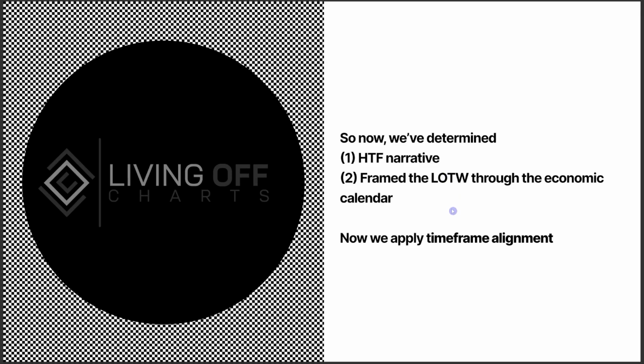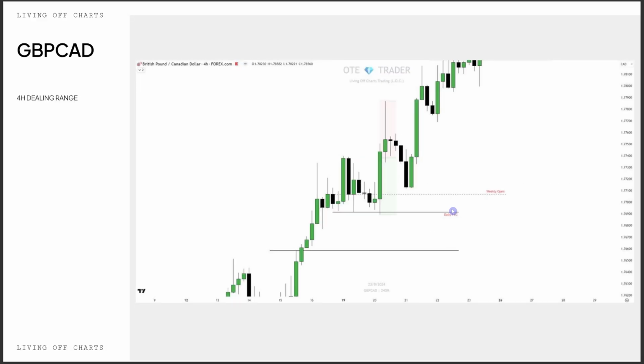So now that we have determined the higher time frame narrative, we have framed the low of the week through the economic calendar, and we're going to now apply time frame alignment. So we've got a 4-hour chart over here, right? So we went from weekly to daily. Now we're in 4-hour, and we can see the weekly opening was here. Price dipped back into that daily key level, right? And then expanded up higher. So we have a new range to work with.